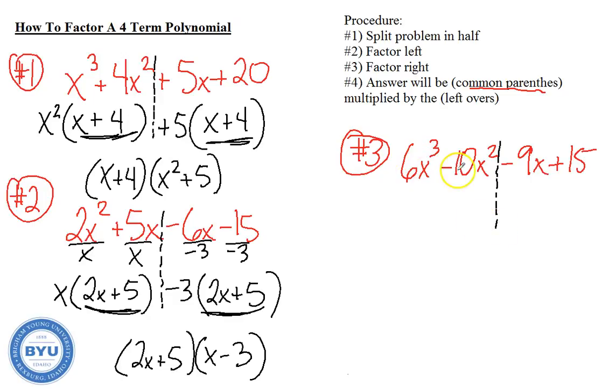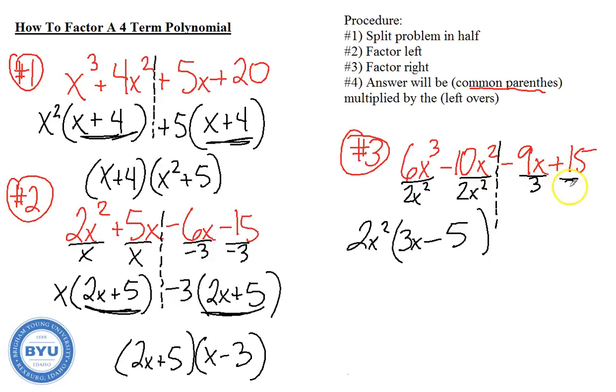Over here, I can take out x squared and a 2. 2x squared. So I take out 2x squared. That would leave me with 6 divided by 2 is 3, and it'd be 1x. And 10 divided by 2 is 5, and the x's would go away. Okay. Here I can take out a 3. That would leave me with 3x plus 5.